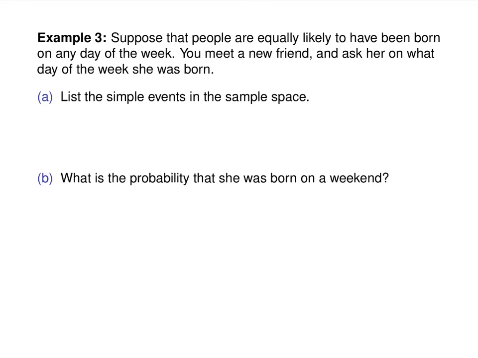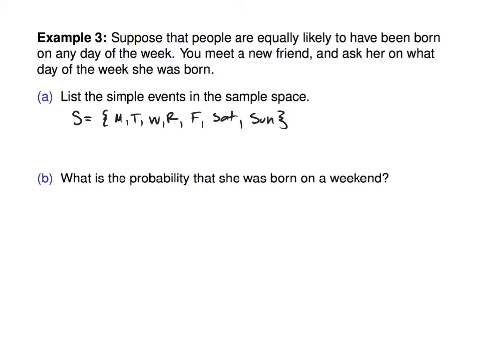Okay, suppose that people are equally likely to have been born on any day of the week. You meet a new friend and ask her on what day of the week she was born. So first, list the simple events in the sample space. Well, the simple events are just going to be the days of the week. So our sample space S is Monday, Tuesday, Wednesday, Thursday, Friday, Saturday, and Sunday. So there are 7 simple events there.